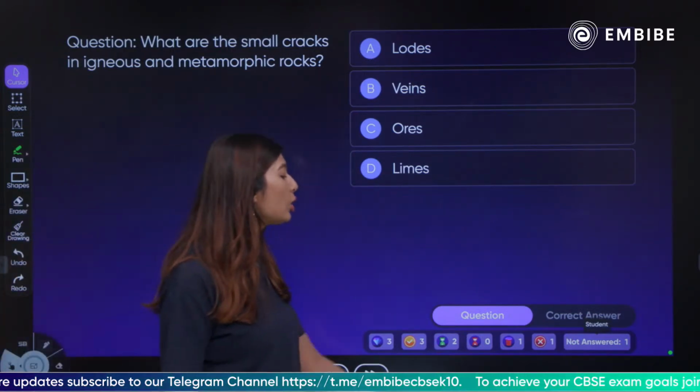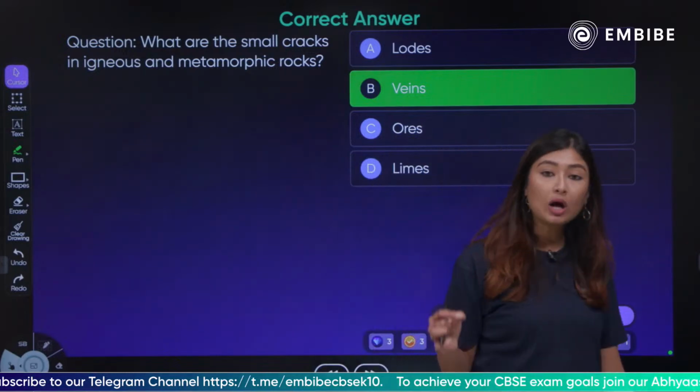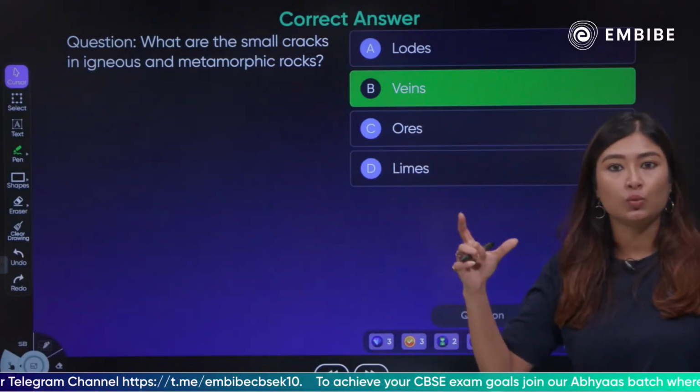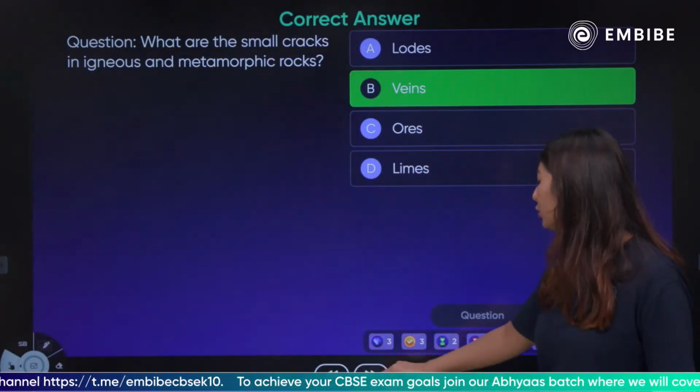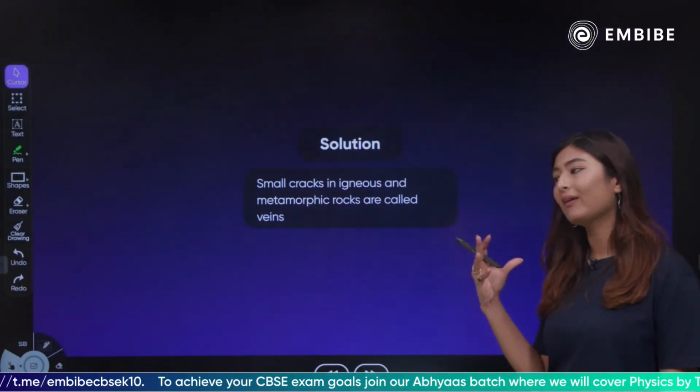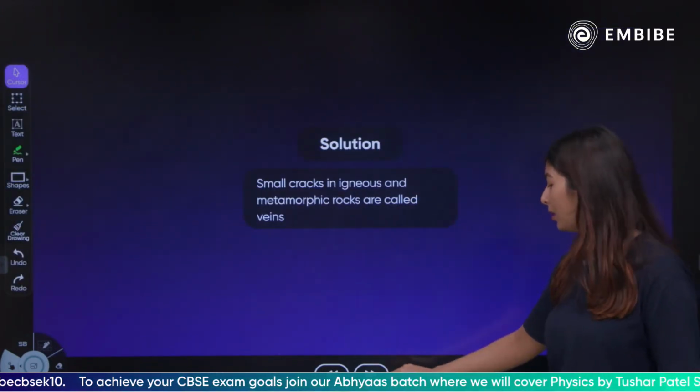Bache, veins and lodes are the two places. Veins are the small ones. Lodes are the large ones. ठीक है अमरत्या, बड़े वाले को हम lodes कहेंगे, छोटे वाले को हम veins कहते हैं.